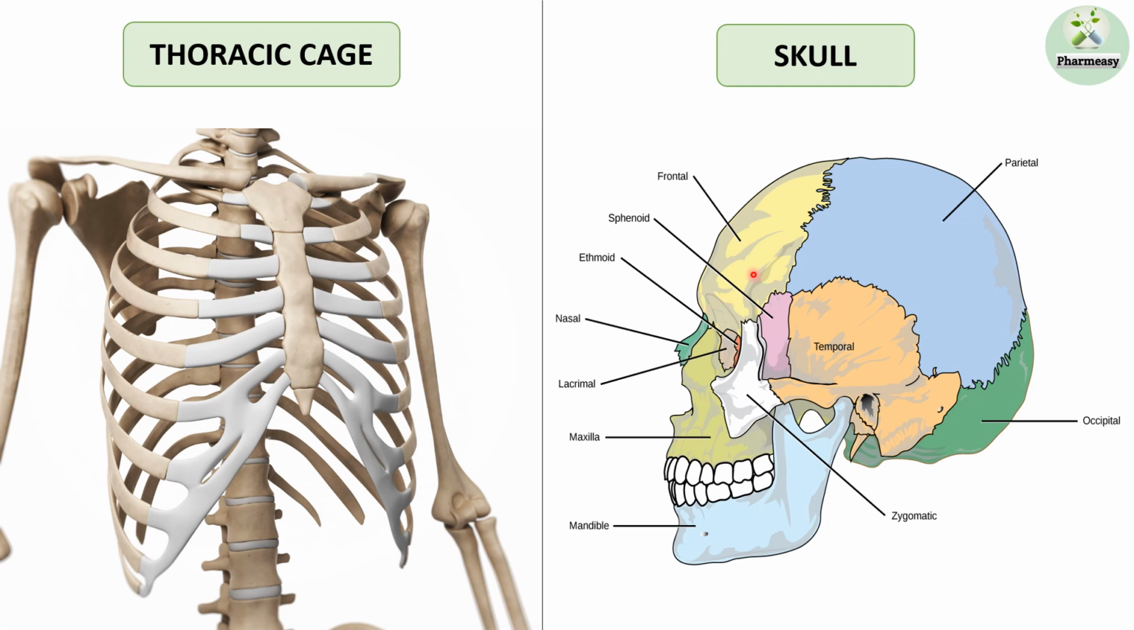As it shows frontal, parietal, temporal, occipital bones. And here is sphenoid bone, ethmoid bone, nasal bone, lacrimal bone, zygomatic bone, maxilla and mandible bone.